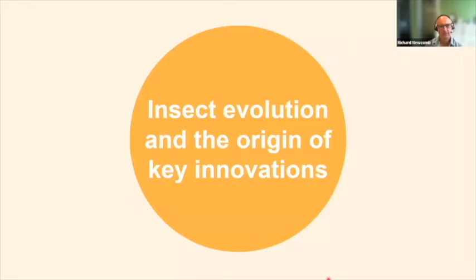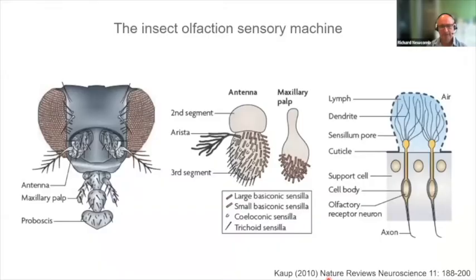Okay, so let's move on and have a look at how we can use these molecular biology and genomics techniques in, say, looking at insect evolution and the origin of key innovations in insects. I've been interested in insect olfaction for a number of years now. So just a quick introduction. The major structures that insects use to smell are their antennae and, less so, their maxillary palps.